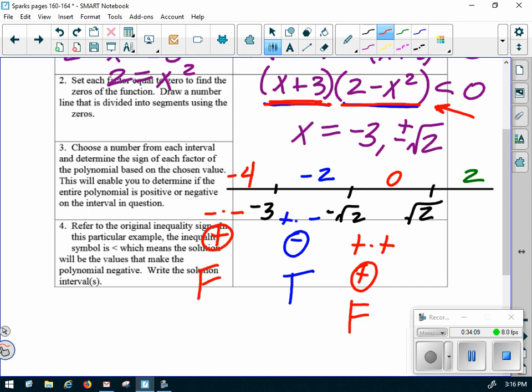One more section. 2. Positive. Negative is a negative, which is true.